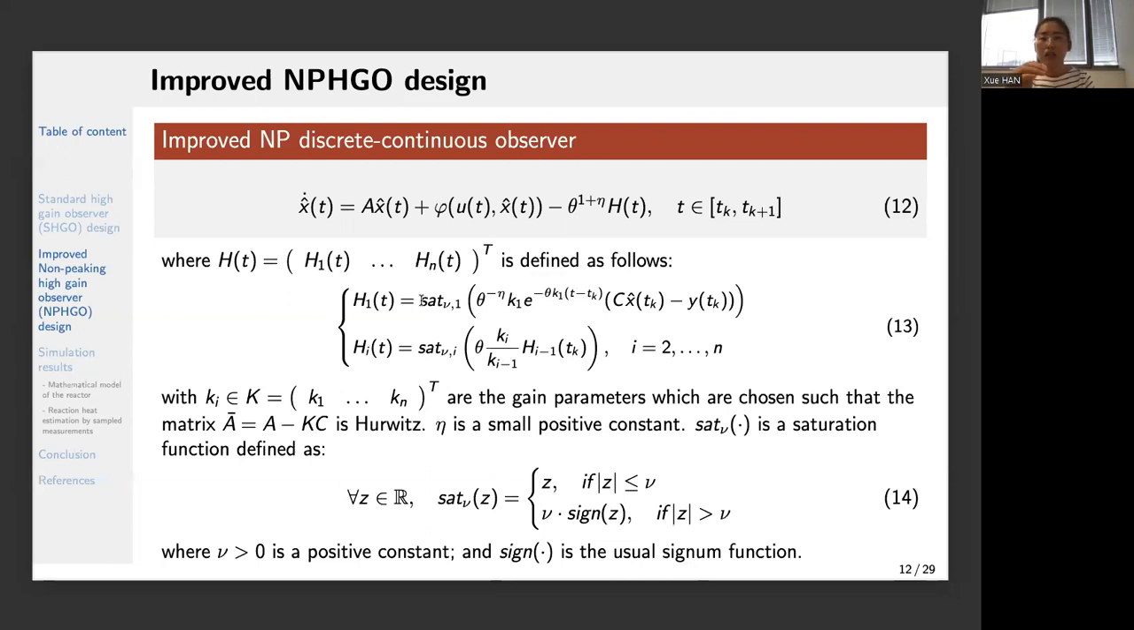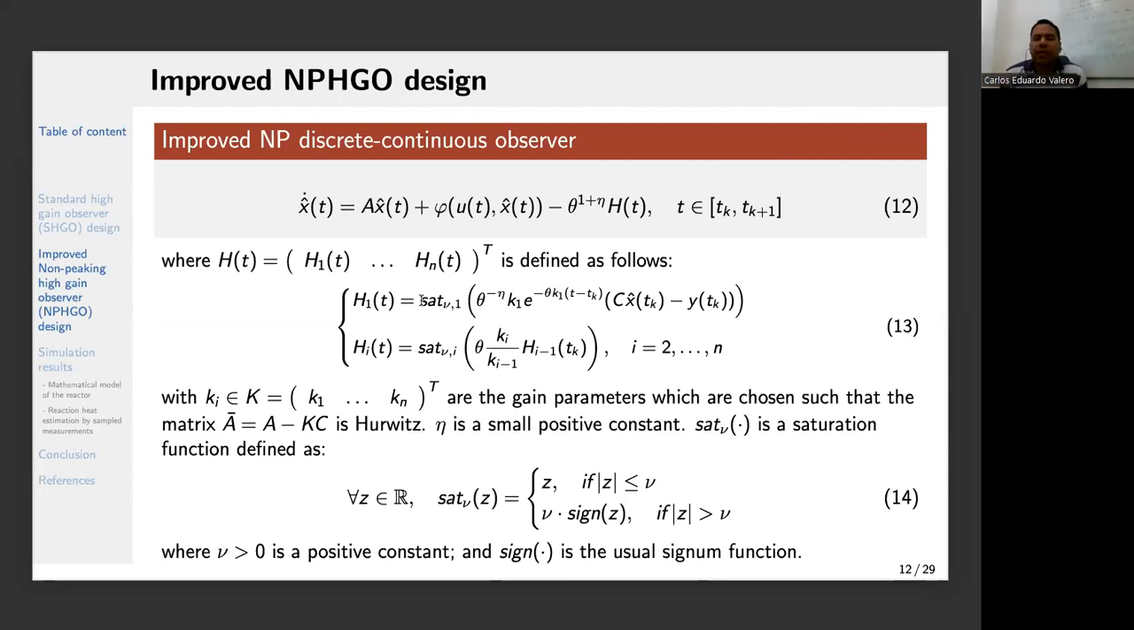As I presented before, in the norm of the estimation error, the first part, the big theta, will cause a peaking phenomenon. So we will use an interval to limit this peaking. That means if the peaking goes out of this interval, we will limit it here, so it will not go out of this. That is the basic idea for the non-peaking observer.